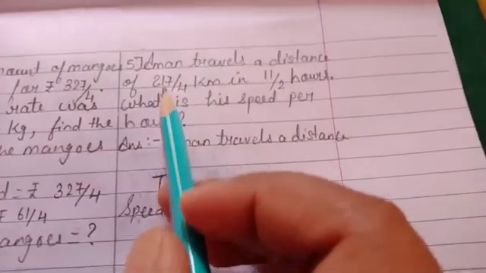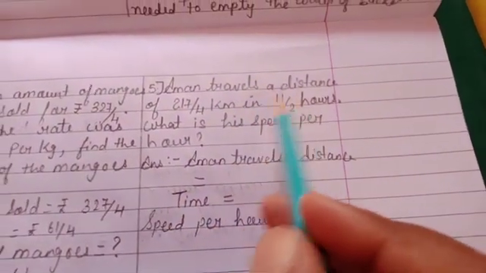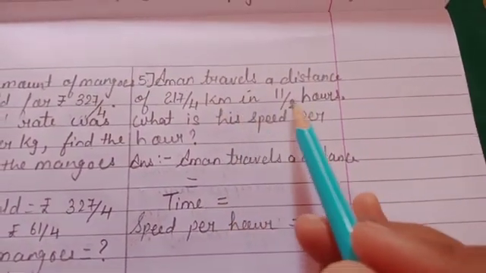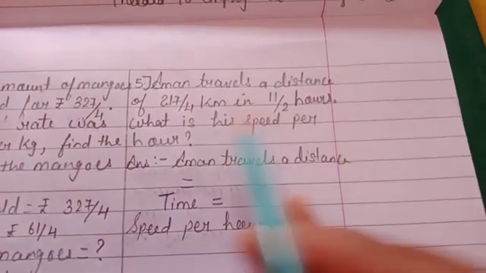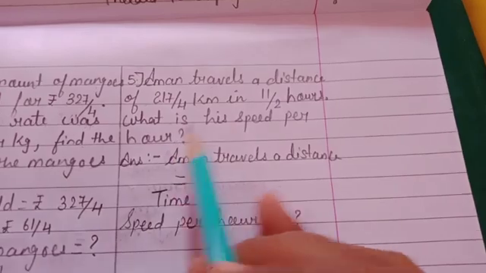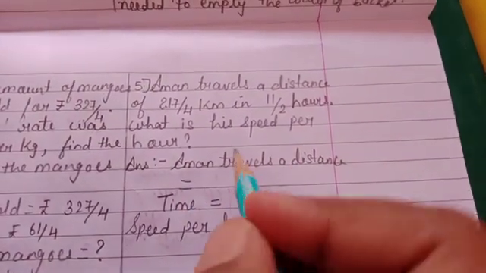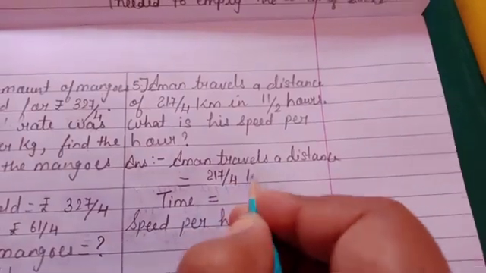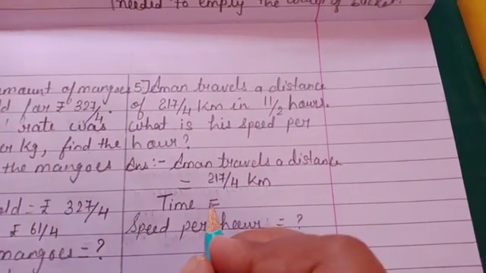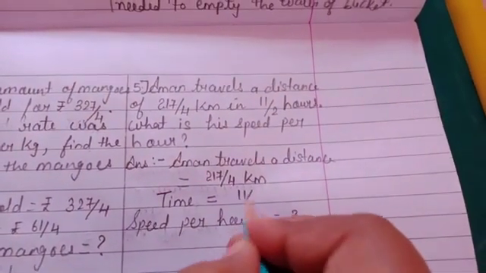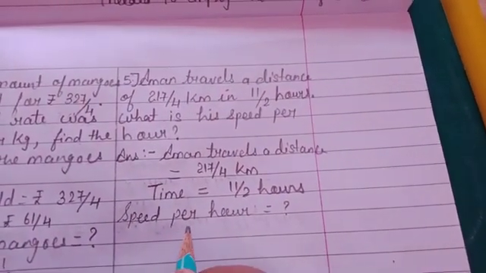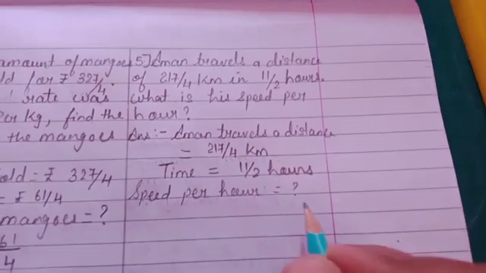Number 5. Aman travels a distance of 217 upon 4 km in 11 upon 2 hours. What is the speed per hour? So Aman travels a distance equal to 217 upon 4 km. How much time is taken? 11 upon 2 hours. And we have to find the speed per hour equal to question mark.